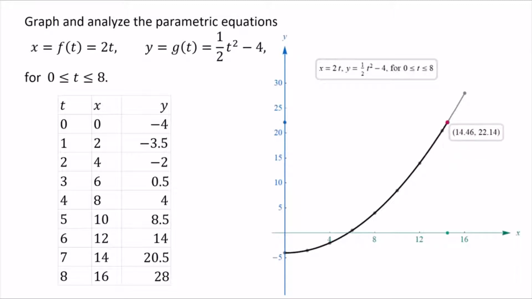Notice that the values of the parameter t do not appear in the graph, but the only signature of the parameter is the direction in which the curve is traced. In this case, the curve is traced out upward and to the right.